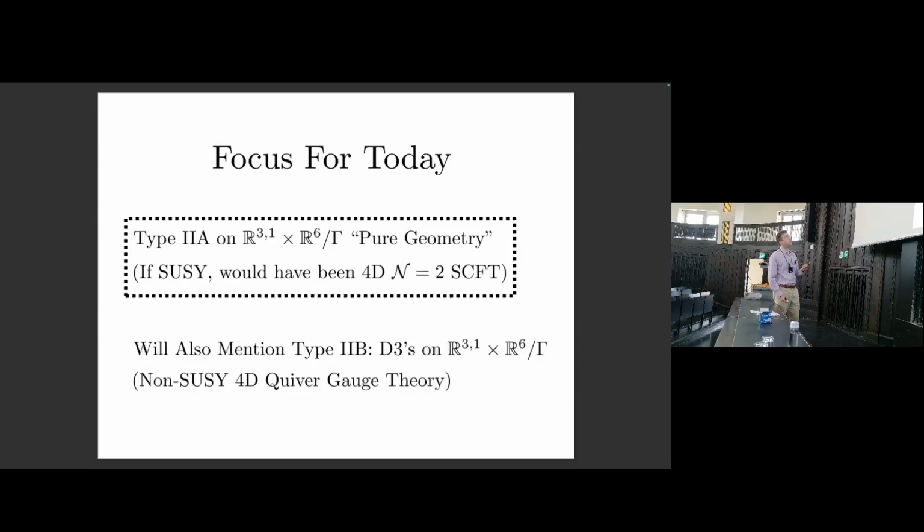I'll also briefly mention there's a same geometry but different physical setup where we take type 2B on the same background but instead put a bunch of D3 branes probing this singularity. In that case, if this had been a Calabi-Yau threefold, you would have gotten a 4D N=1 SCFT. In the non-Calabi-Yau case, this produces a non-supersymmetric 4D quiver gauge theory, which was also heavily investigated in the past. Okay.